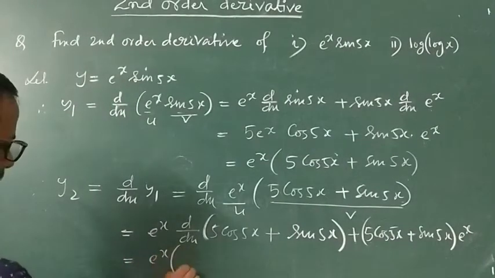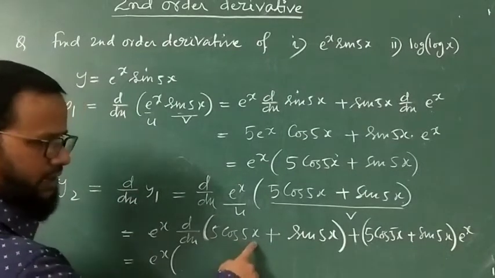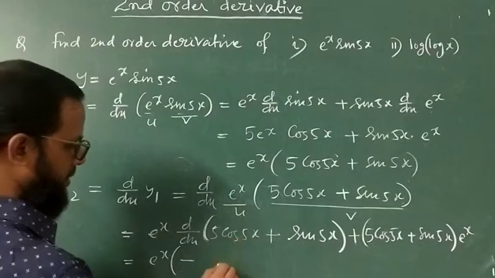e to the power x into, here you take the derivative. What is the derivative of cos 5x? What is the derivative of cos? It is minus, minus will come. The derivative of cos 5x will be sin 5x.